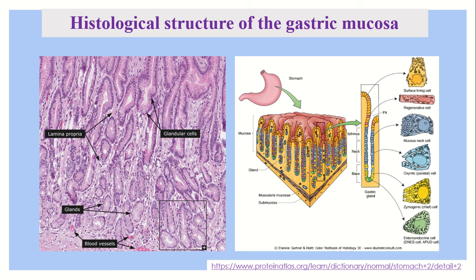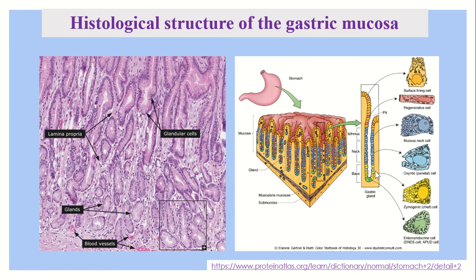And the histologic structure, here we see the high power of the mucosa, with the epithelial, foveolar, or glandular cells located in the lamina propria. We call them the gastric glands. They are dispersed in the fundic region, the pyloric region, and the cardiac region. Most commonly they are located in the fundal region.